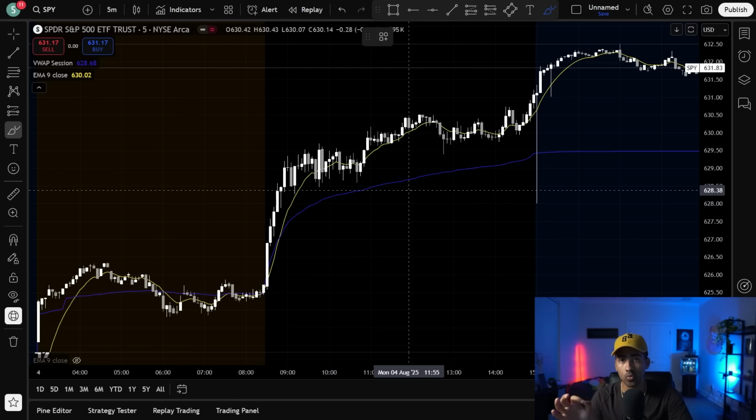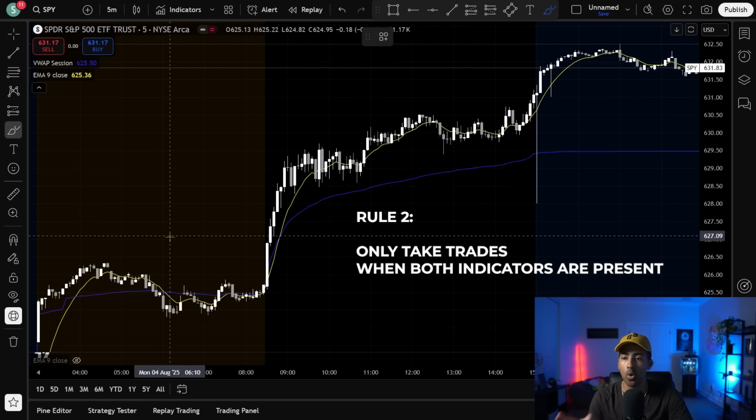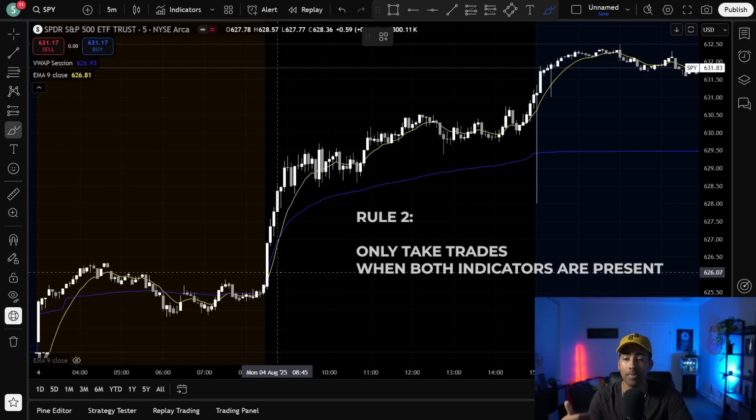And the second rule of this strategy is very simple. I only want to be taking trades if VWAP and the EMA are close together. So for example, in this area, VWAP and EMA are very close together. But once we get later on in the day, this EMA and VWAP are so far away from each other that these trades just aren't going to be anywhere near as valid. So for you to find a valid trade, you need to have EMA and VWAP be together and make your decision at that point.